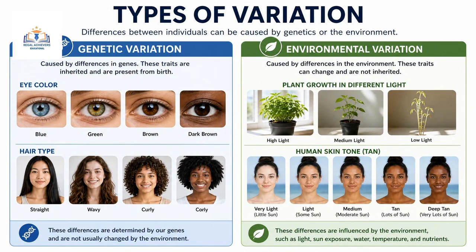Take human height, for example. Our genes determine our potential maximum height, but factors like nutrition and diet during growth can significantly influence whether we reach that full potential. Similarly, body weight and skin color are also influenced by a combination of our genetic makeup and our lifestyle and environment.